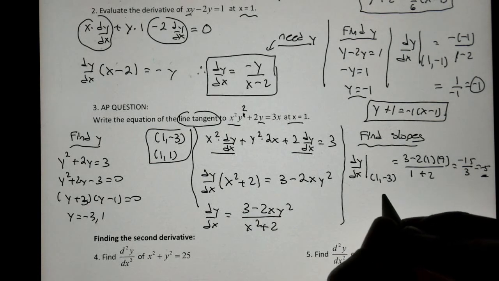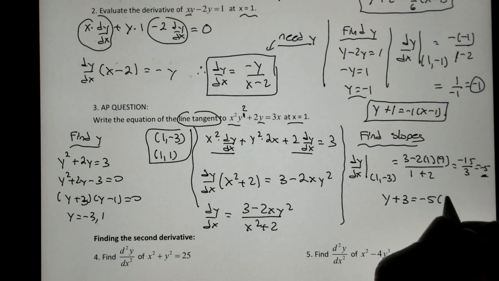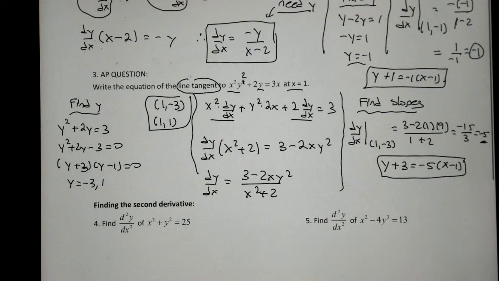So actually I get my tangent line here too. y plus 3 equal to negative 5 times x minus 1. So there's our first derivative right there. There's our first tangent line.